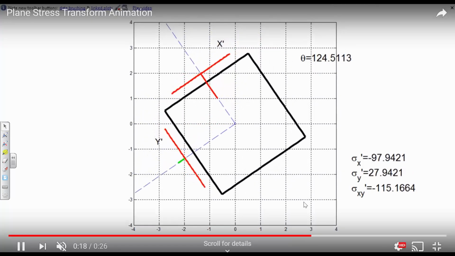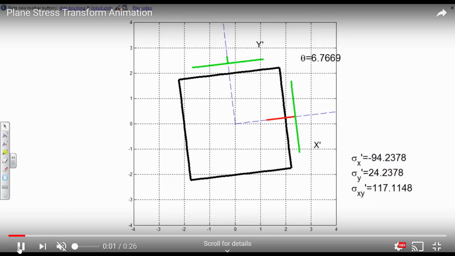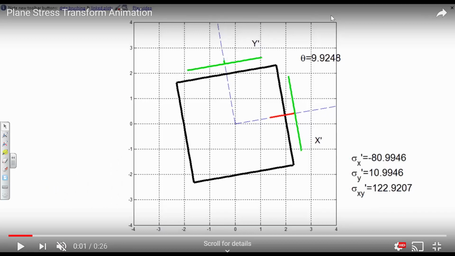Now, what happens is this. Let me pause it right there. Let's say I've cut it at an angle of 9.92 degrees. I'm not trying to teach you all the math behind this. If we were in Engineering 216, we would go through and derive it, and that's one of the purposes of that class. I'm not trying to do that in here. I just want you to understand the concept.